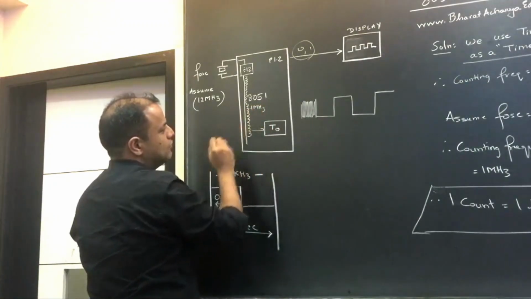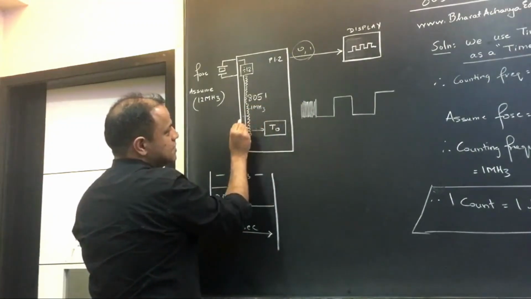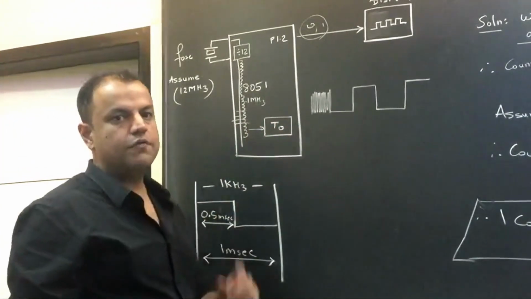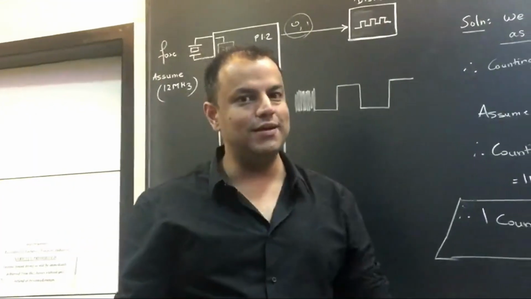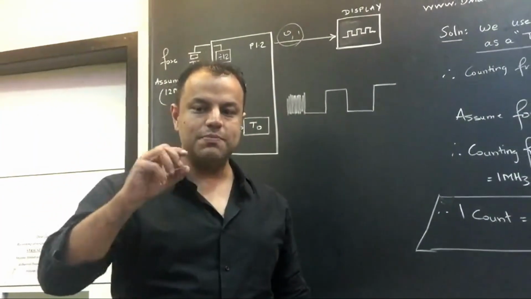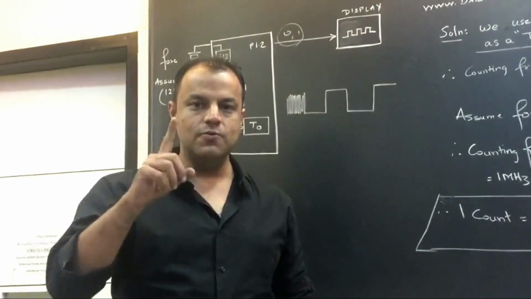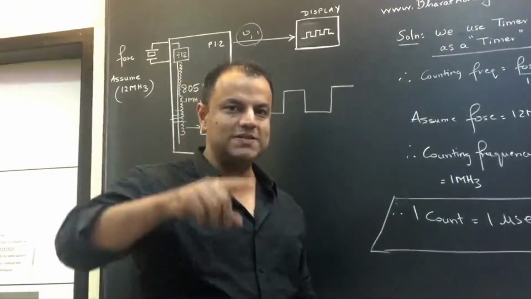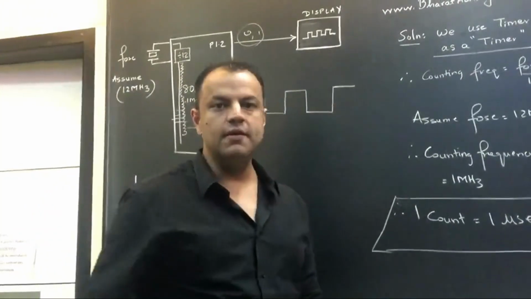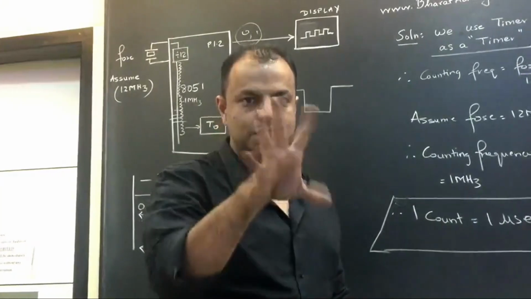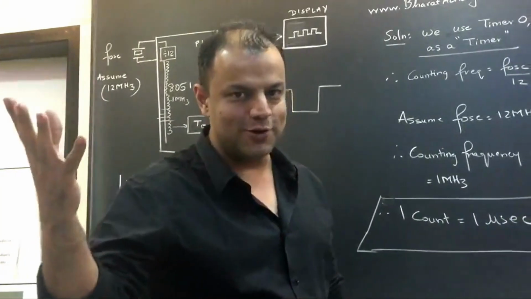If this clock is of 1 megahertz, each pulse is a duration of 1 microsecond. Did you understand? If it's counting at a frequency of 1 megahertz, each pulse is a duration of 1 microsecond. If one pulse is a duration of 1 microsecond, counting 500 pulses will give you a delay of 500 microseconds. Please tell me, did you understand this?